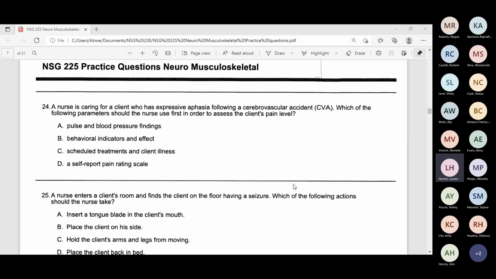Self-report, because you can still use the pictures and just have them point because they understand. If we look at the other ones, they are behavioral indicators, which we would use if someone's unconscious or couldn't communicate at all. Scheduled treatments and client's illness would be us interpreting whether that patient has pain, but they're still able to express in other ways. So we could still use a self-report pain scale and even get them to point to something. Yeah, very good.